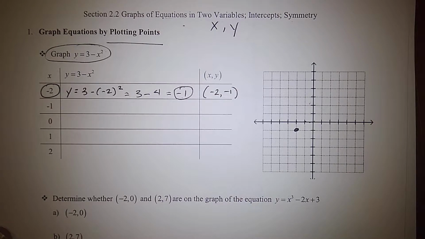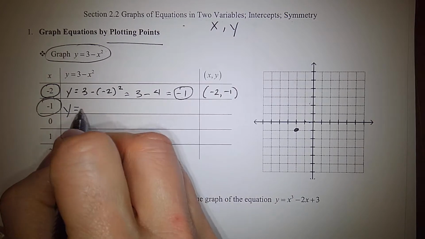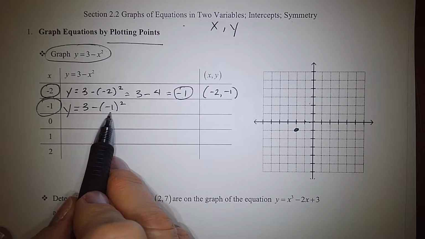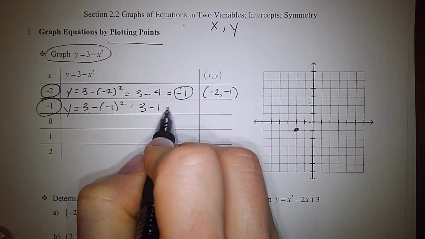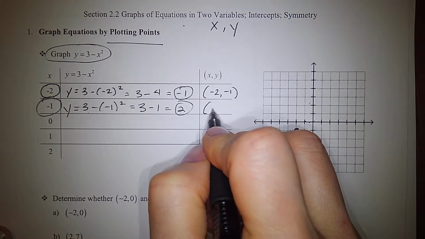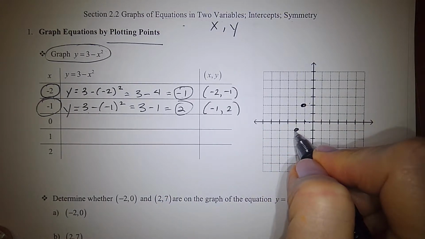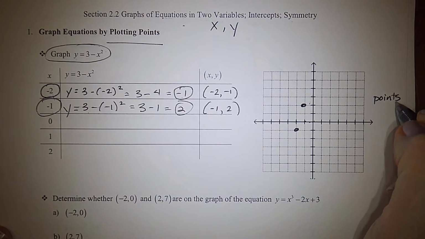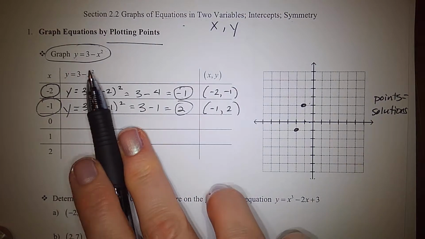So now we're going to plug in a different x. This time we'll try x is -1. So we plug -1 into the original equation. So we plug -1 in for x, and we get 3 minus 1, which is 2. So I'm going to have a point located at -1, 2. So both of these points will be on my graph. Both of these points will also be what are called solutions to the equation. Any points on the graph are also solutions to the original equation.